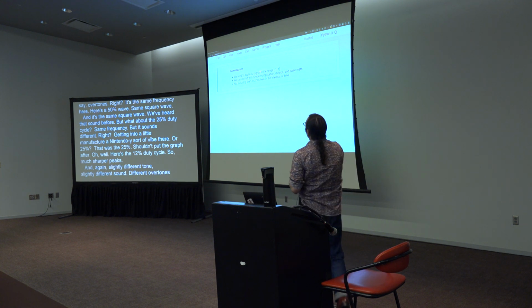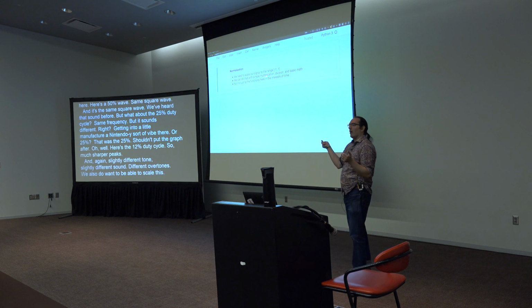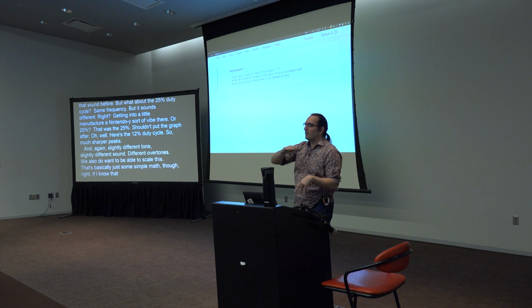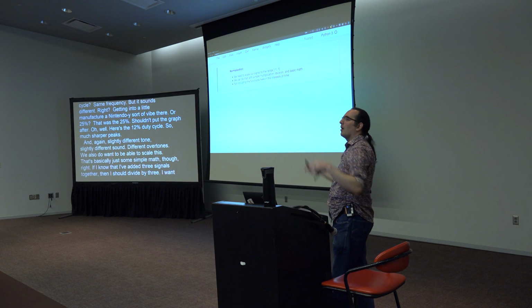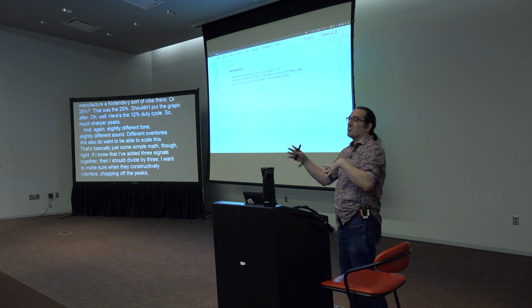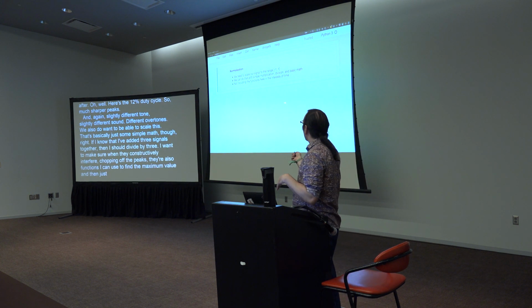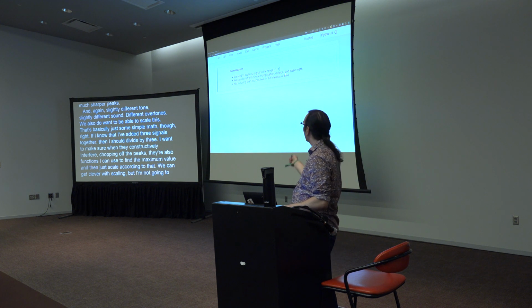We also do want to be able to scale this. That's basically just some simple math though, right? If I know that I've added 3 signals together, then I should divide by 3 because I want to make sure when they constructively interfere, right, I'm chopping off the peaks. There are also functions that I can use to find the maximum value and then just scale according to that. We can get clever with scaling, but I'm not going to worry about that for this, right? We've only got so much time for this talk. I'm not going to worry about it here.